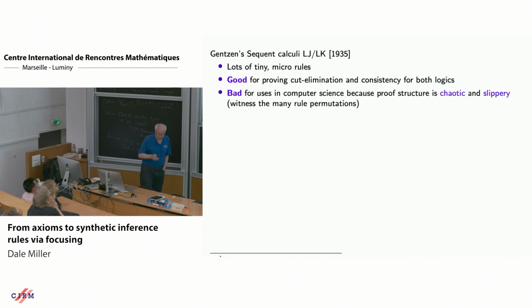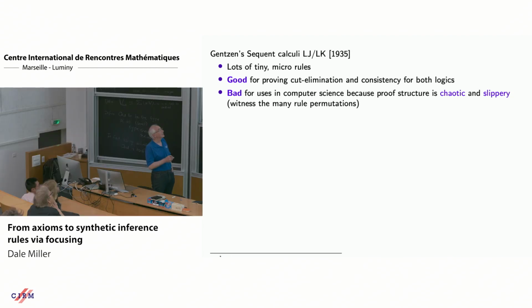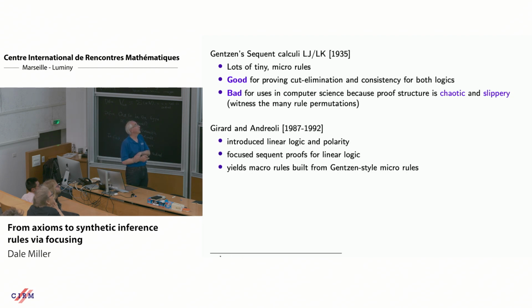So, a view from 30,000 feet, taking a high-level look at things. Gentzen in 1935 came up with a sequent calculus. It was a nice thing for proving the cut elimination theorem and proving consistency of arithmetic and first-order logic. But some of us have tried to use it for specifying things in computational logic and computer science, and it's really quite awful for that in many ways. It's very chaotic, and lots of things slip around. There's not much structure there, due to these rule permutations. So many people don't use it as a system for doing proof theory.